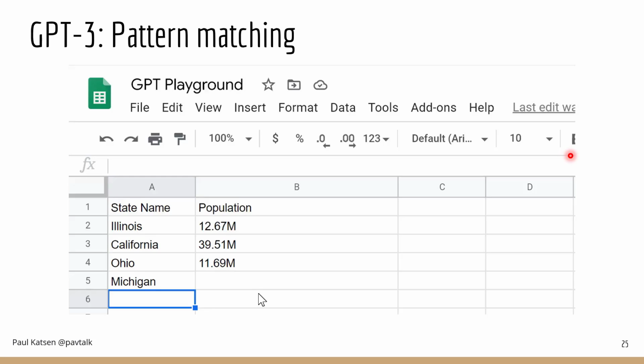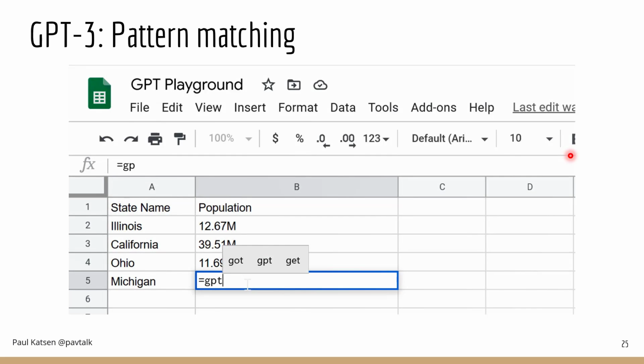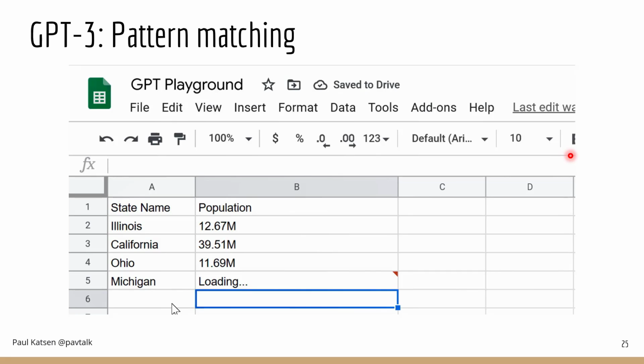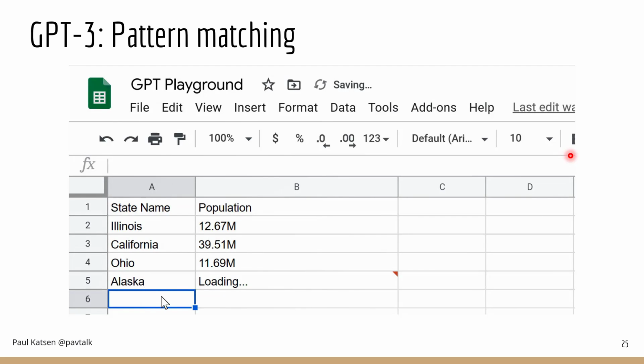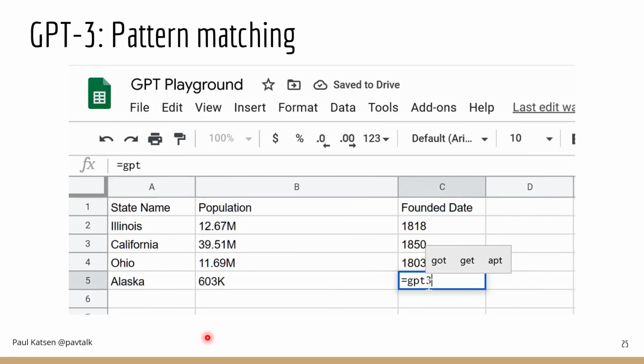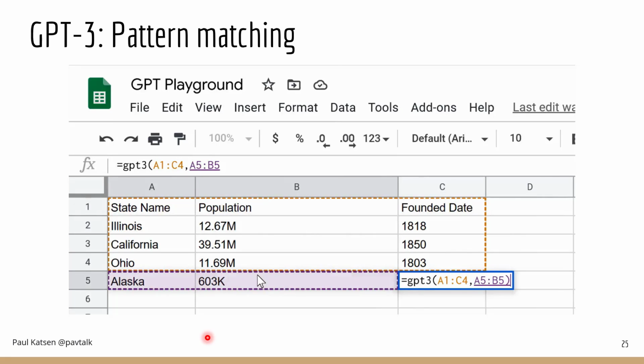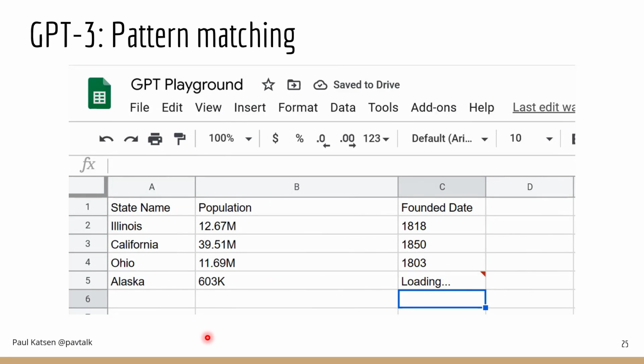The second demo we have is about pattern matching. So the problem is that we input a few state names with their population, and we ask the model to predict or guess the population for another new state we enter here, like Michigan. And it predicts the population for that state, and same for Alaska. The interesting thing here is that the model is not provided with any knowledge about the states, their populations, or any relationship between these sorts of knowledge encoded. The only thing we have in the model is language modeling. So it also guesses the founded date for that state as well.